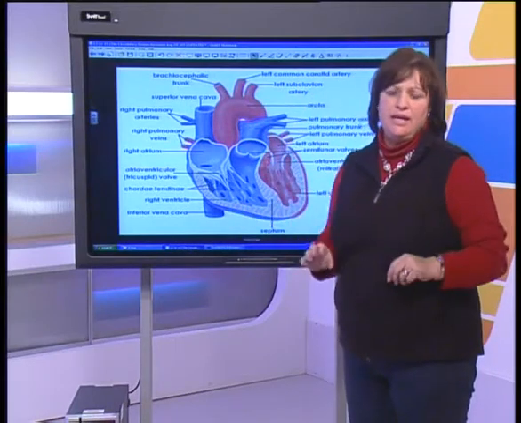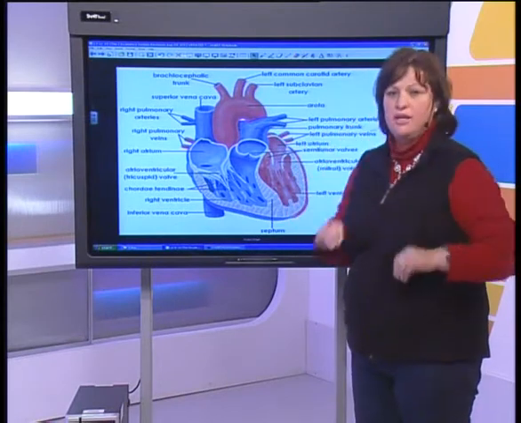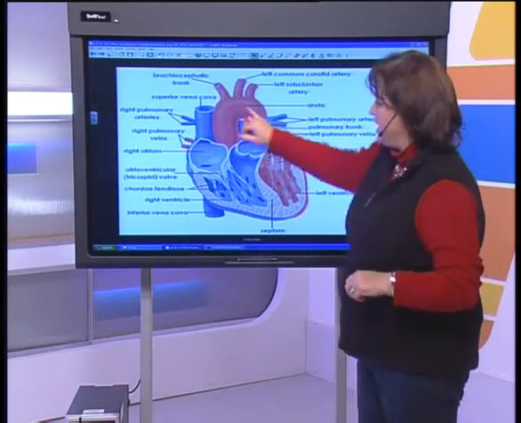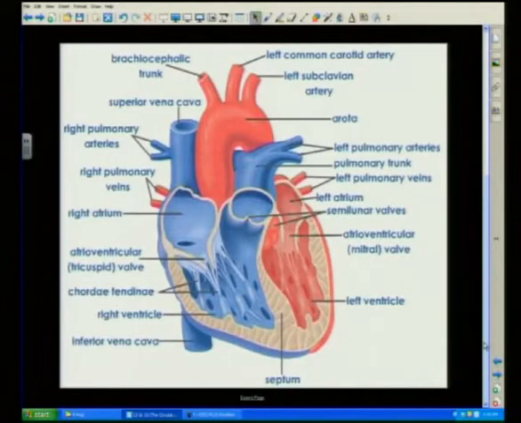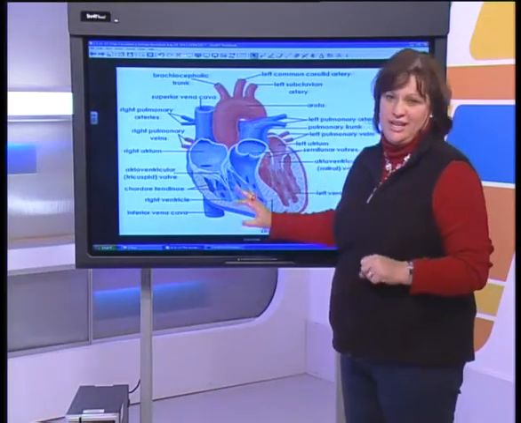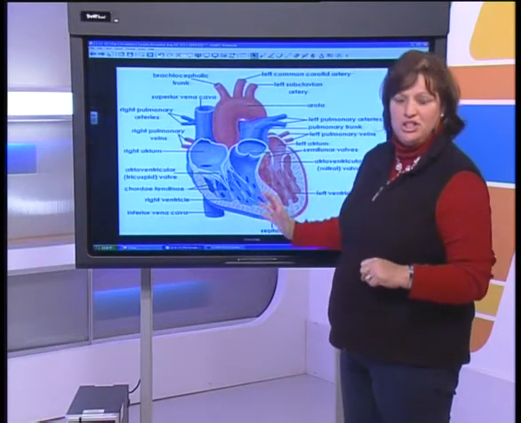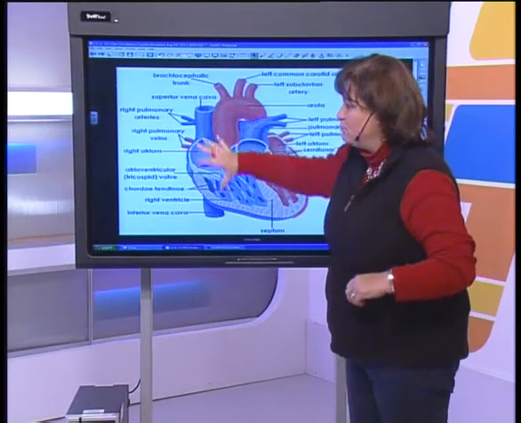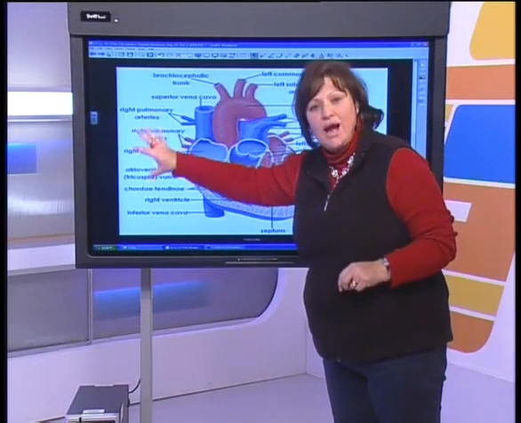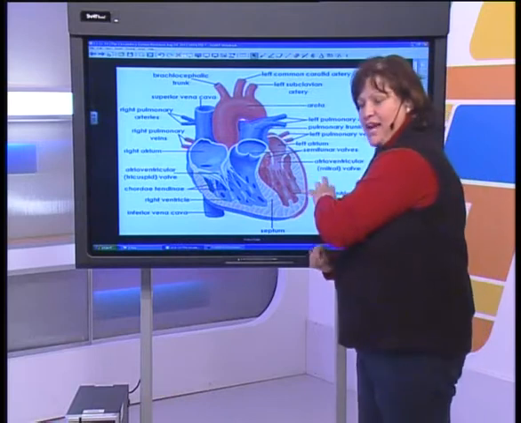But again, draw. It doesn't matter if you can't draw that well. It's not about your drawing. It's about the information that you are trying to get across. And as you will see, once again, we are using the reds and the blues. So we know that the blues are the deoxygenated blood, and we know that the reds are oxygenated blood. Then we know that the blue is always the right-hand side of the heart, and the red is always the left-hand side of the heart.